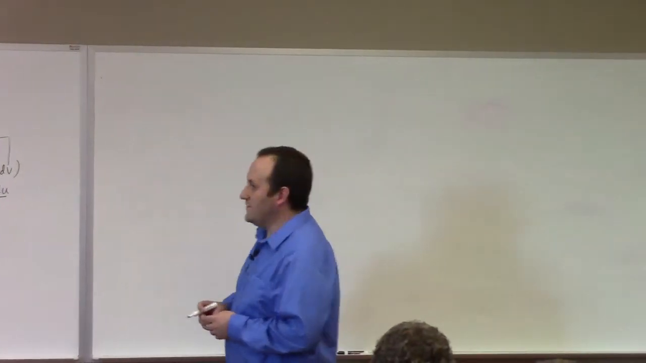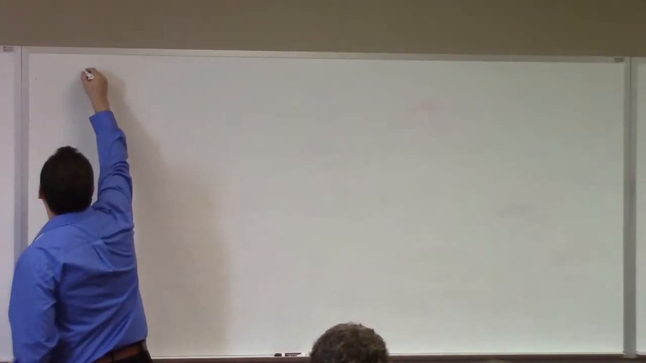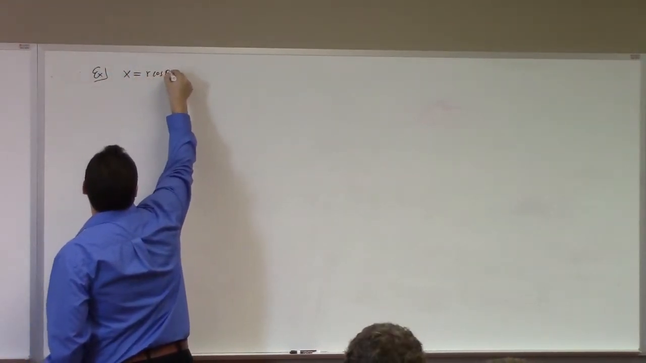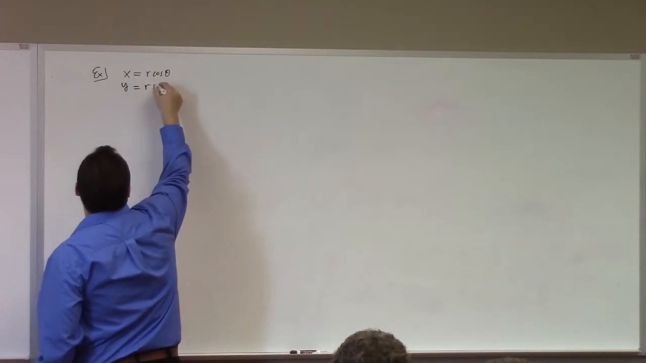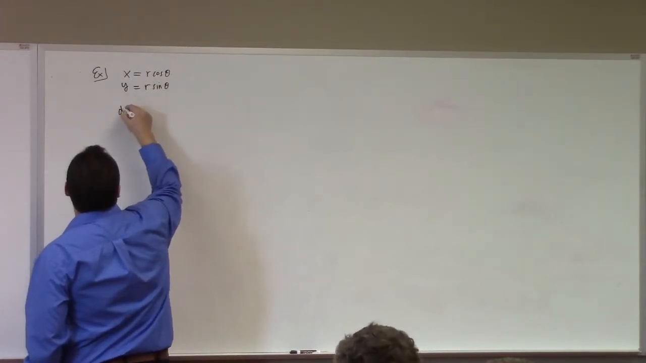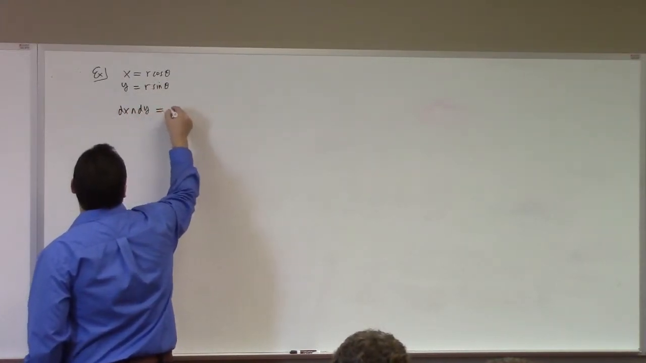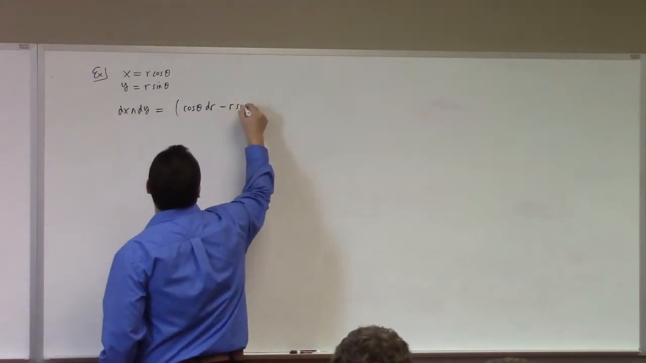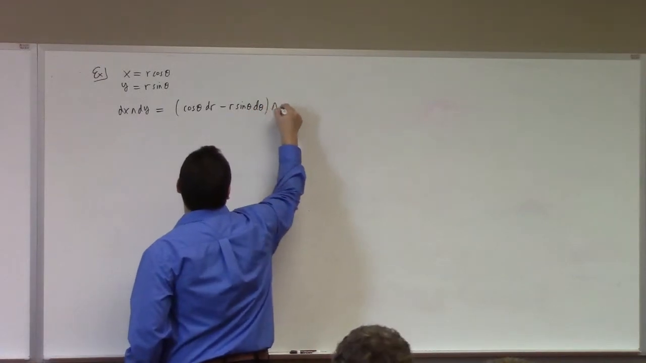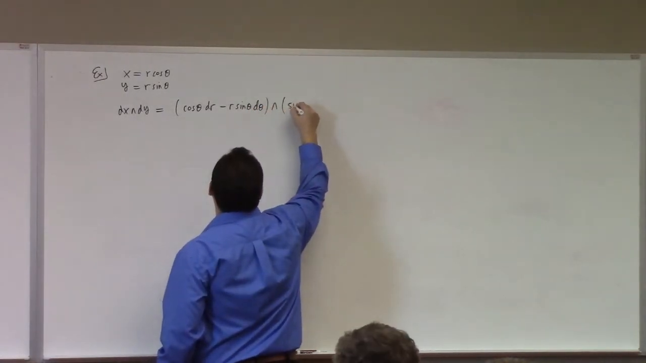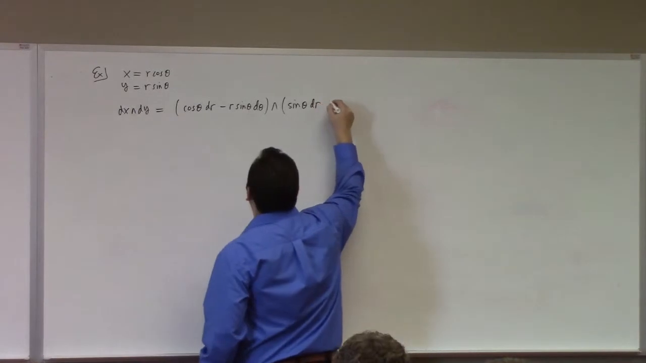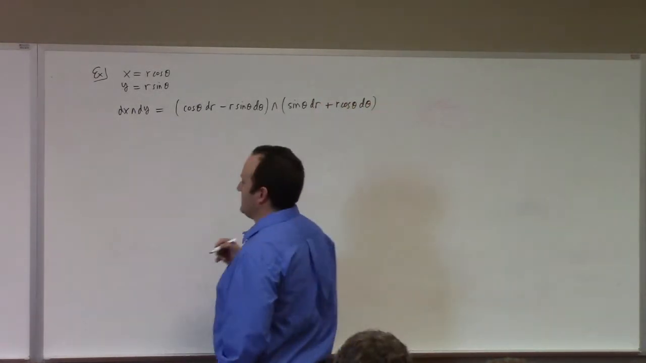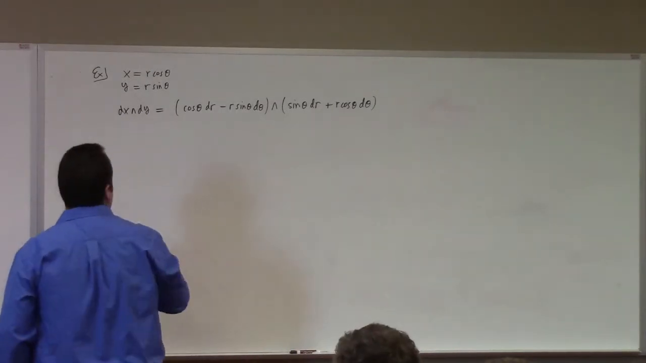Let's try it on something a little bit more explicit. How about x is equal to r cosine theta, y is equal to r sine theta. So dx wedge dy is equal to cosine theta dr minus r sine theta d theta, wedged with sine theta dr plus r cosine theta d theta, just taking the total differentials of x and y with respect to r and theta, respectively.